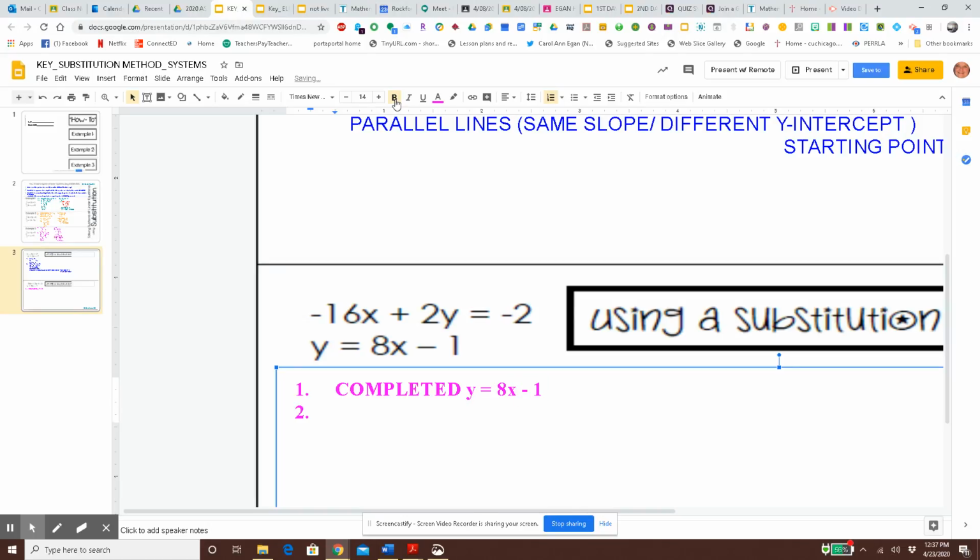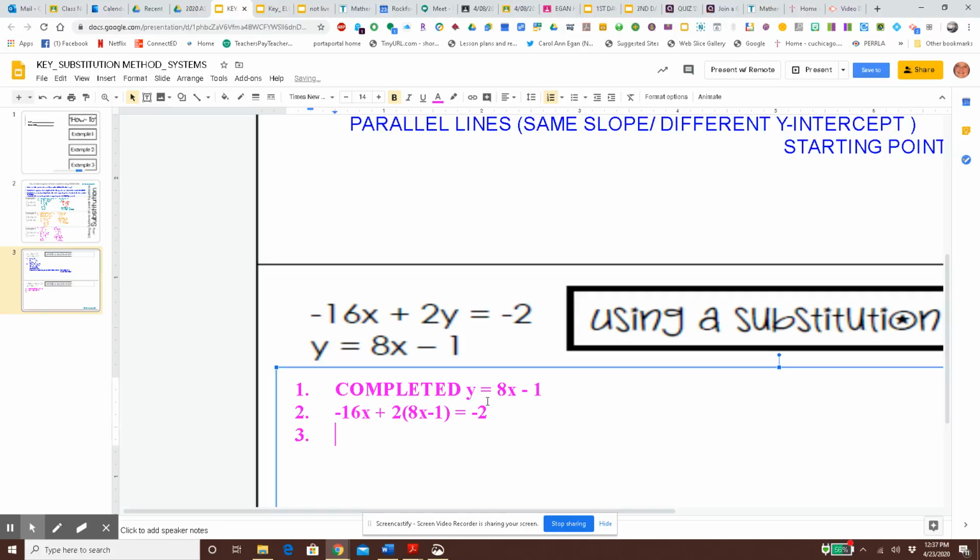Okay, so step 2, let's go ahead, take our expression of 8x minus 1, and this is going to replace the y, right? Why? Because y is here. This is equal to y, so it can replace y, because these two things have the same value. So negative 16x plus 2, then parenthesis, I'm putting in 8x minus 1, where y was, and it's still equal to negative 2.